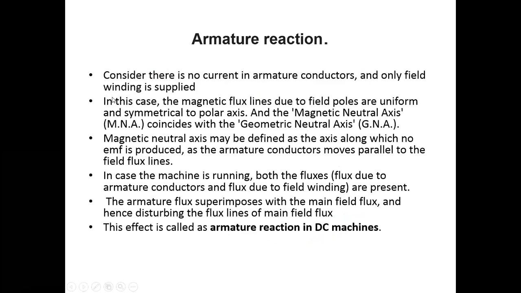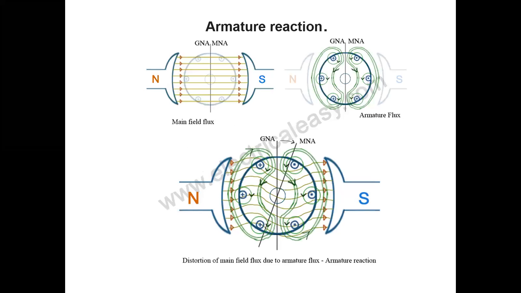Consider there is no current in armature conductors and only the main field winding is supplied. When there is no current in armature conductors, it means there is no load connected to the armature, because this generator is not supplying any load and only the field winding is supplied. In this case, magnetic flux lines due to field poles are uniform and symmetrical. The polar axis, the magnetic neutral axis MNA, coincides with the geometrical neutral axis GNA. This diagram is important. GNA and MNA both coincide, which means there is no load.